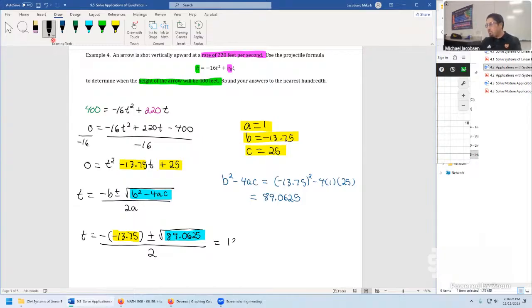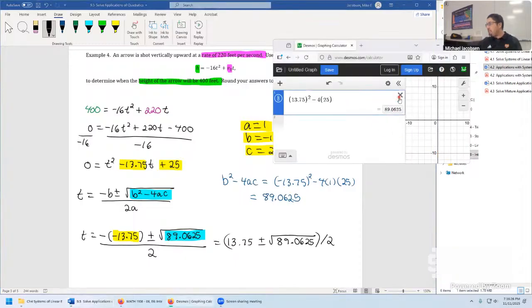Let's simplify this a touch. What's going in the calculator is going to be 13.75 plus or minus the square root, 89.0625, divided by 2. And I wrote it in this way as well, kind of a more sideways notation, because this is the way it's probably going to show up when you put it in your calculator. So 13.75 minus the square root, 89.0625, divide by 2.